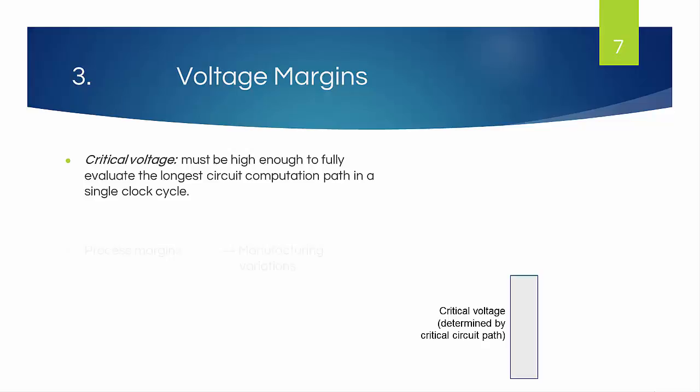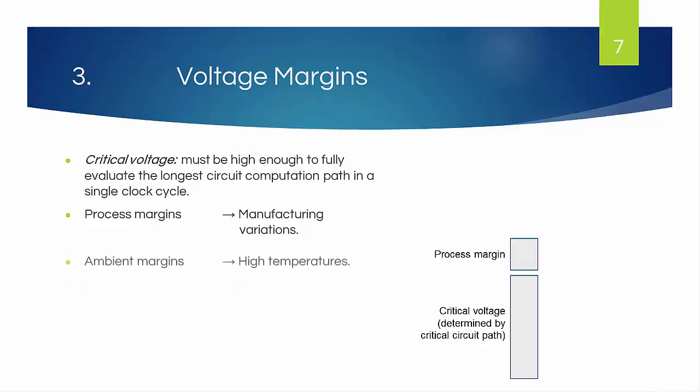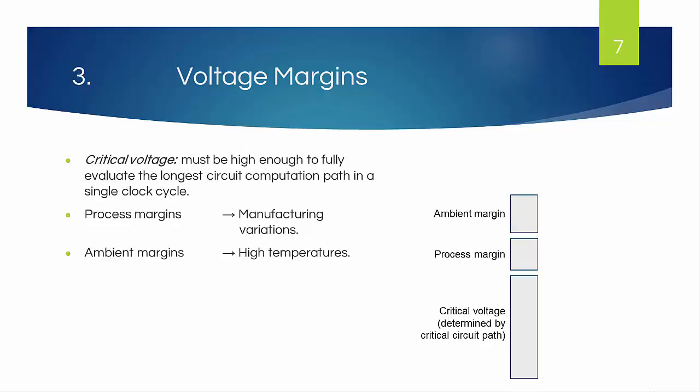worst-case operating environment. Process margins ensure that performance variations from manufacturing differences in transistor dimensions and composition do not prevent slower devices from completing evaluation within a clock cycle. Ambient margins accommodate slower circuit operation at high temperatures. The margin ensures correct operation at worst-case temperature, which is typically 85 to 95 degrees Celsius. Noise margin safeguards against external noise.